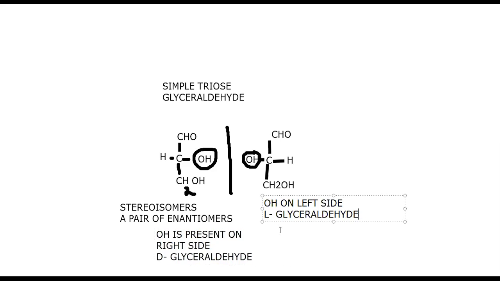So D and L are the two forms. This will be D-glyceraldehyde, and this will be L-glyceraldehyde. Both are the two forms, the two enantiomers of this. So today we'll just do this much because the file will be heavy.